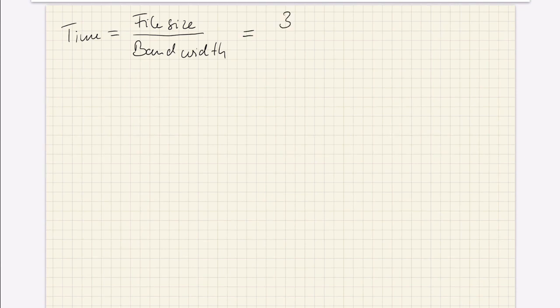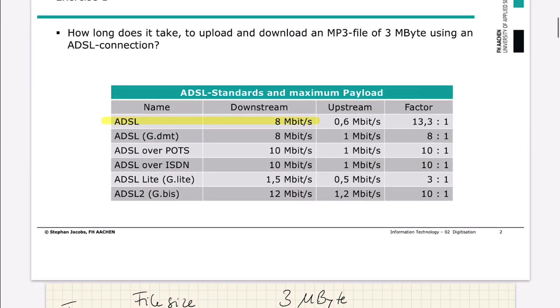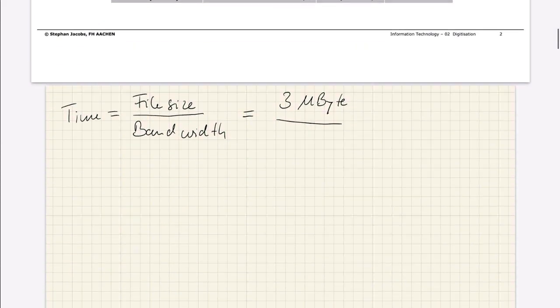So what do we have? First of all, the overall formula will always be for this kind of thing. Time equals file size divided by bandwidth. And if you put our values into this formula, you can see that we have our 3 MB, and we can divide it by 8 megabit per second.